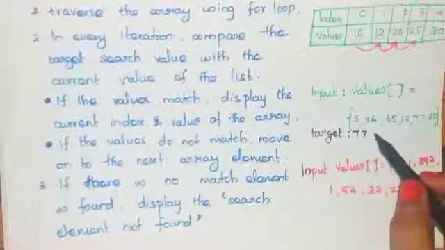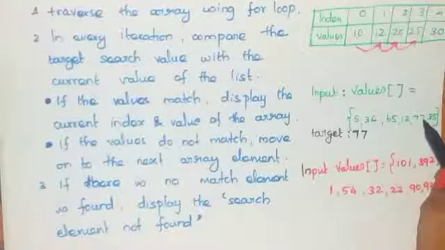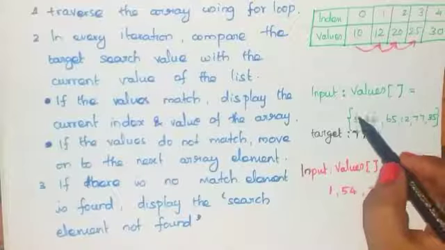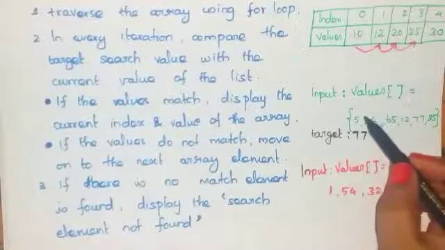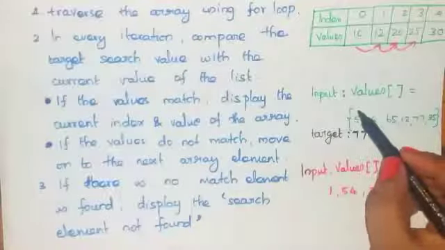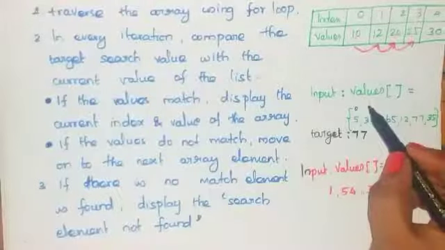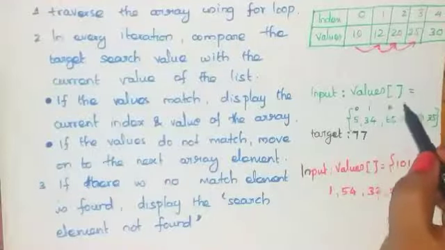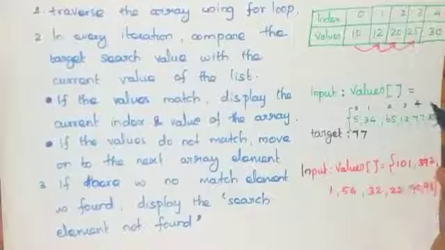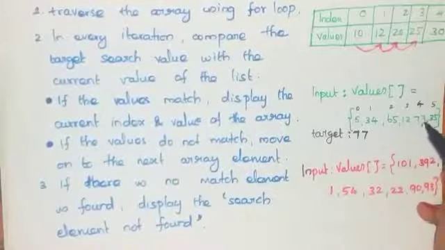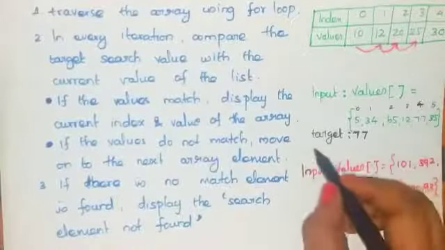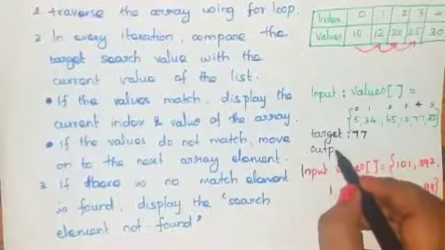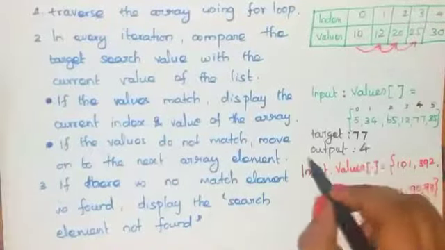You have to return the index position of the 77 in the output screen. Array index positions always start from 0. First element is 0, this is 1, this is 2, this is 3, this is 4, this is 5. What is the index position of 77? 4. So output is 4.